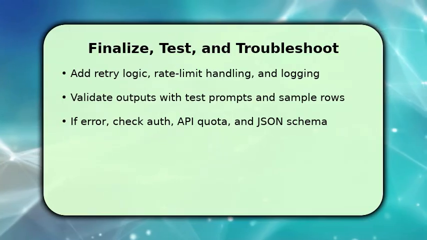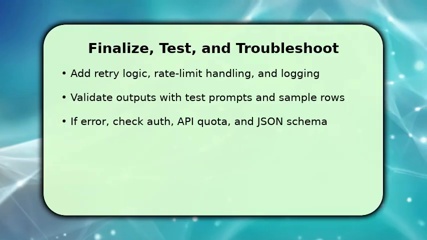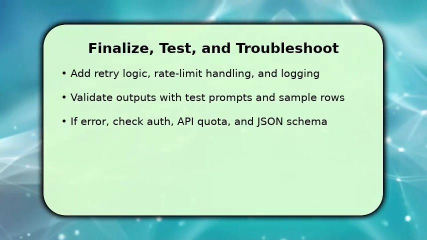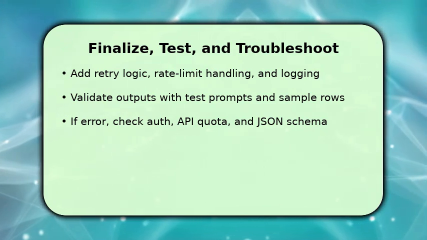If things go wrong, first check the authorization header and stored API key, then confirm your OpenAI quota and model name, and finally validate the parsed JSON schema and Office script permissions. These 3 checks resolve most failures.